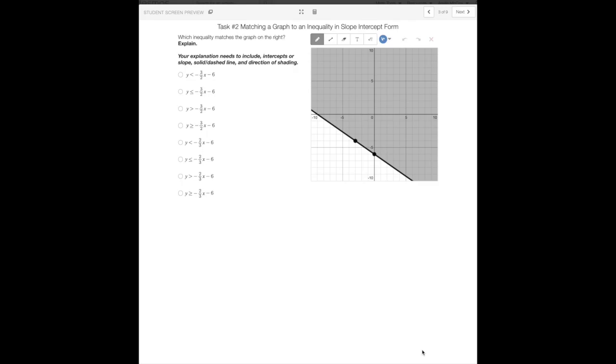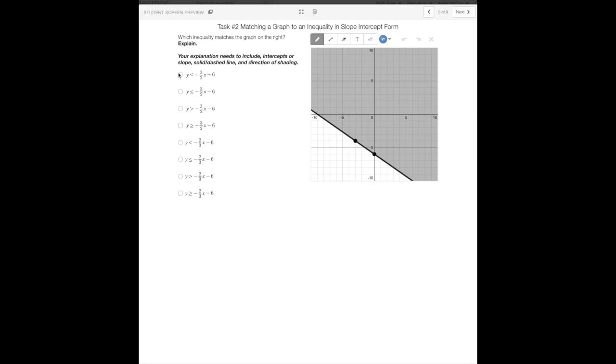Task number 2, matching a graph to an inequality in slope-intercept form. Which inequality matches the graph on the right? Explain. Your explanation needs to include intercepts or slope, solid or dashed line, and direction of shading. Okay, so I'm looking at this graph, and the first thing I notice is that it's a solid line.